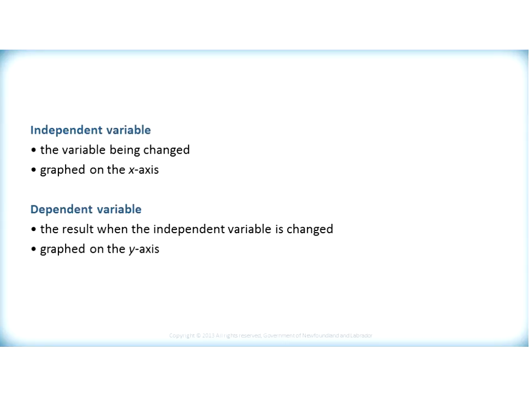There's also a dependent variable. And the dependent variable changes as a result of the changes that occur to the independent variable. So when an independent variable is manipulated or changed, the dependent variable changes as a result. And we see the dependent variable is graphed on the y-axis.